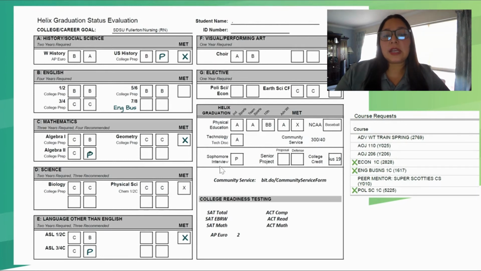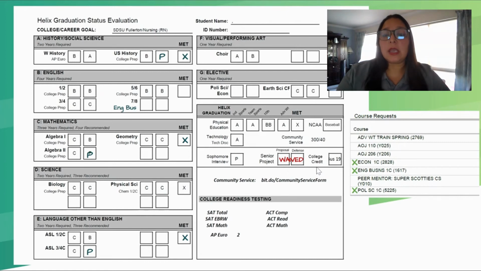The next area down includes the sophomore interview, and 100% of you should either have AP because you've passed, or you came to Helix after sophomore year and we went ahead and waived the sophomore interview requirement for you. The next area is senior project, and by now you've probably heard that requirement's been waived. So you do not have to preoccupy yourself or worry about the senior project requirements.